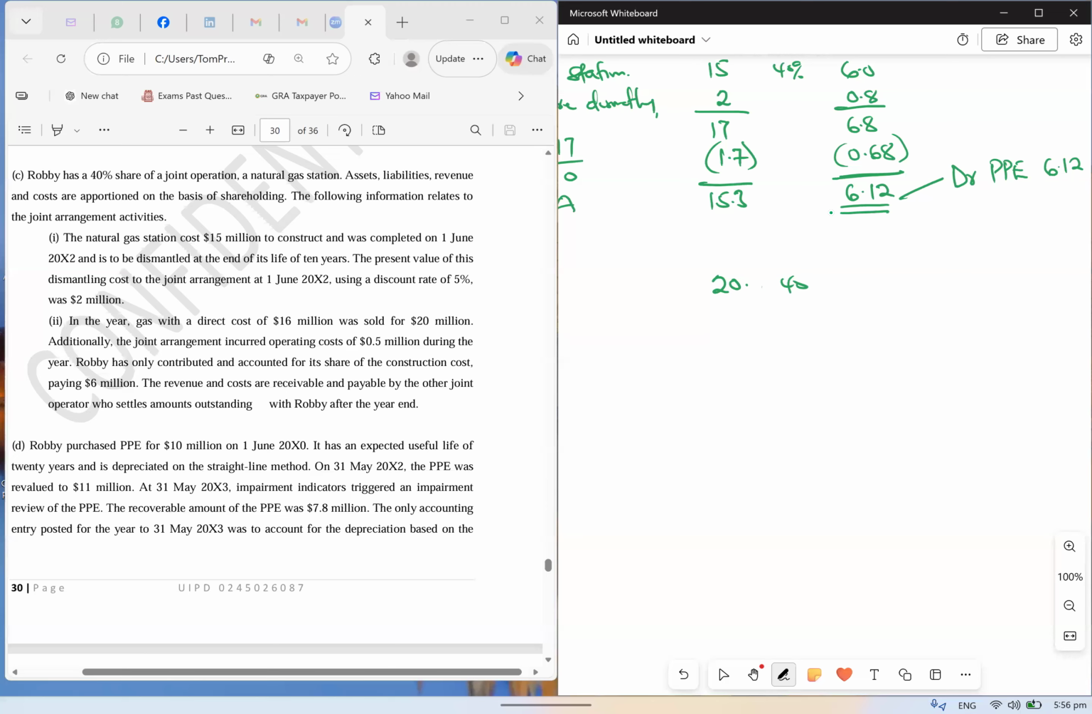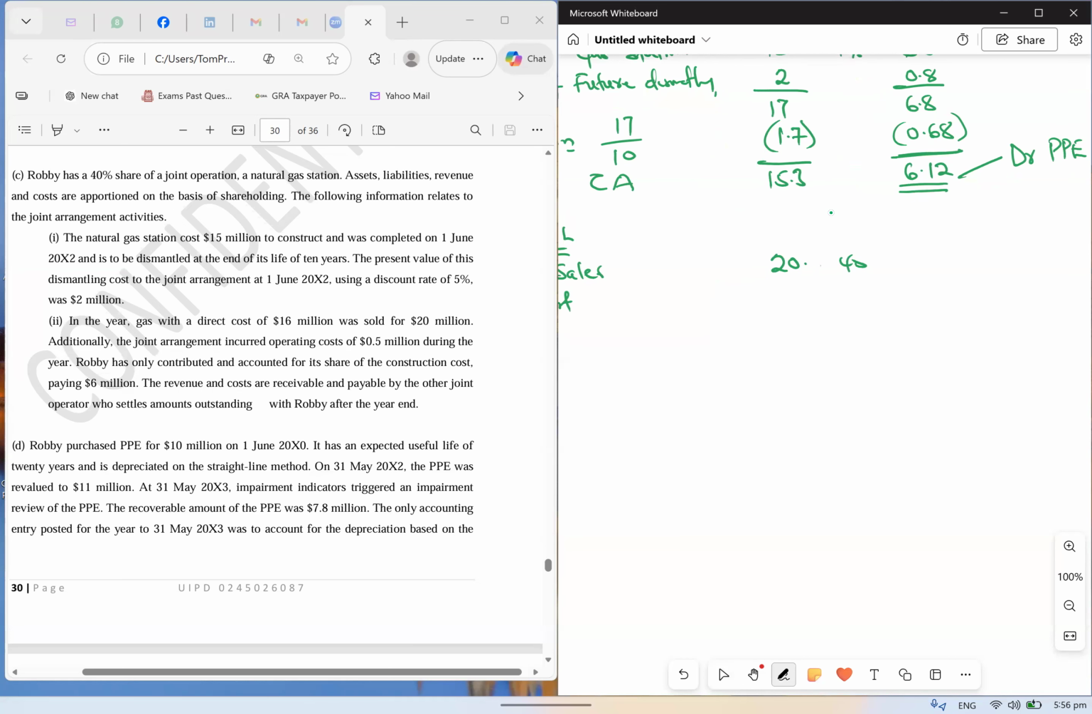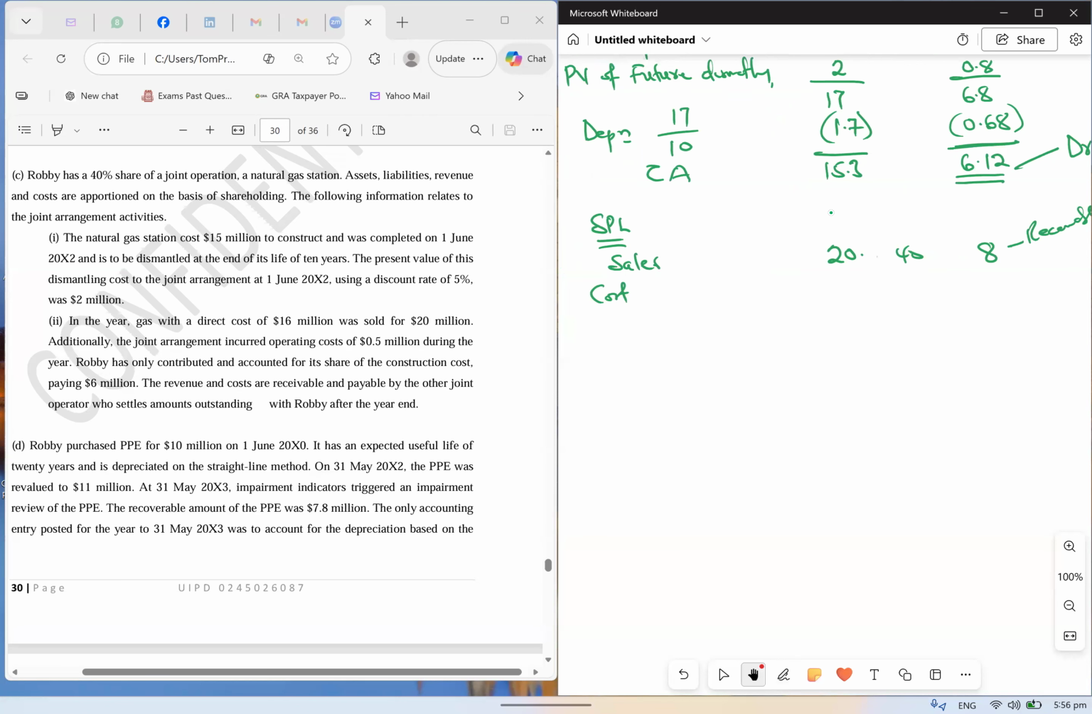Quickly, please. And the cost is what? 8. So the 8 is also a receivable, according to the question. Then the cost is 16 million. No, there's another cost here. So together the cost is 16.5. So let's add it. Cost 16.5.